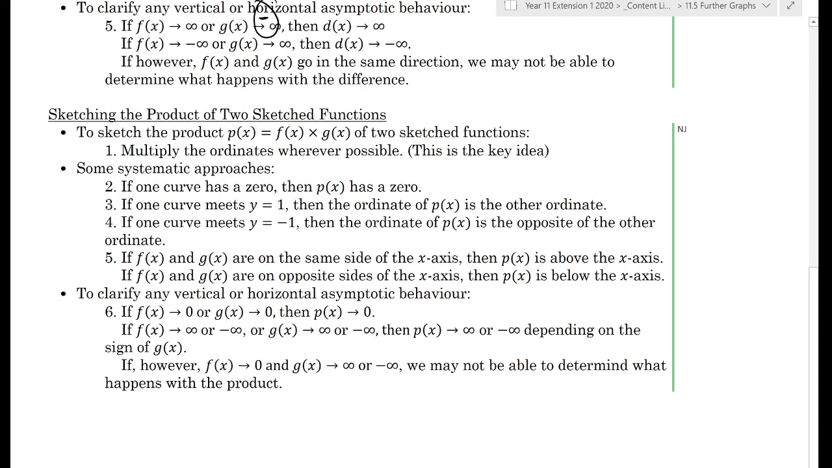If f of x is going towards infinity or negative infinity, or g of x is going to infinity or negative infinity, then P of x is going to infinity or negative infinity, depending on the sign of g of x. So if they're the same, they're going up. If they're different, they're going down.